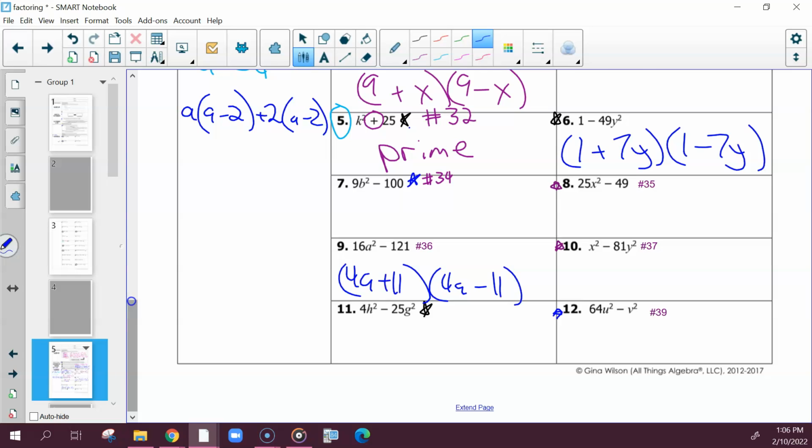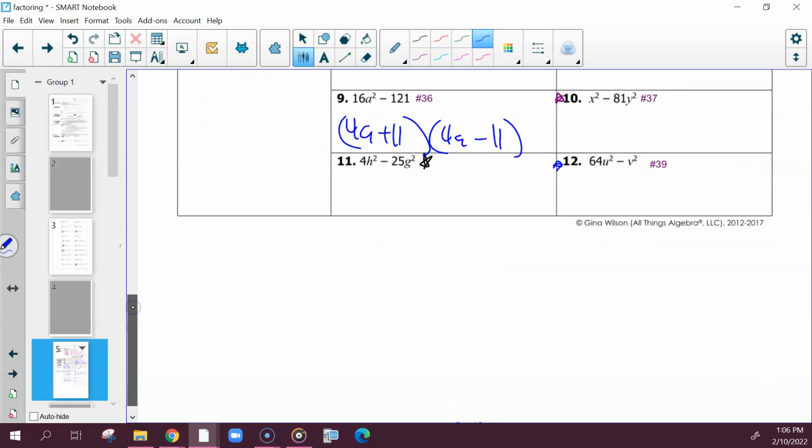What about 12? What would our factors there be? B, and pretty sure it's 8. 8 and u, and then the v for the n, yes. And then plus or minus.